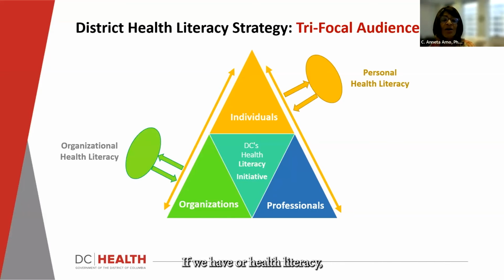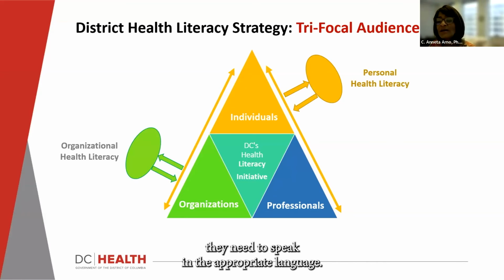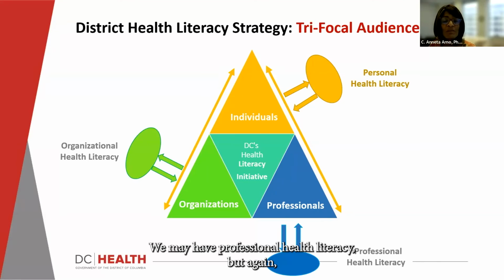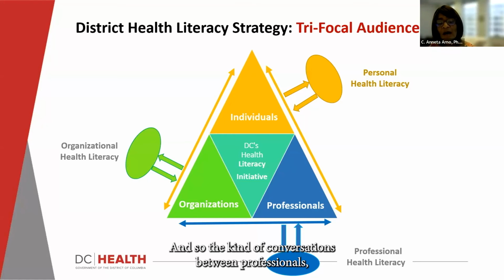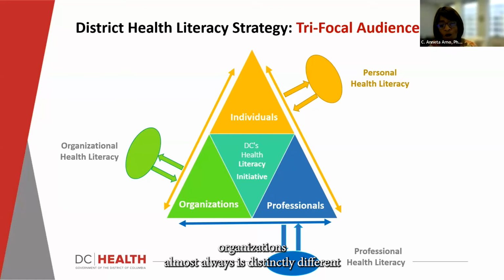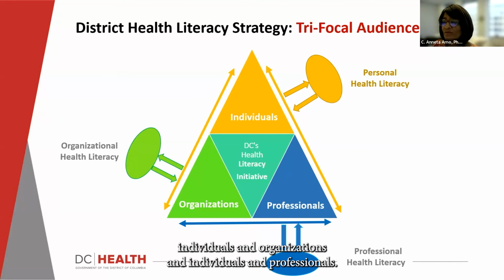If we have health literacy, the organization needs to talk organizational health literacy, but when they're talking to individuals, they need to speak in the appropriate language. We may have professional health literacy, but again, we need to put it into a frame of reference that folks in that sphere can understand. And so the conversations between professionals and organizations are almost always distinctly different from the conversations between individuals and organizations and individuals and professionals.